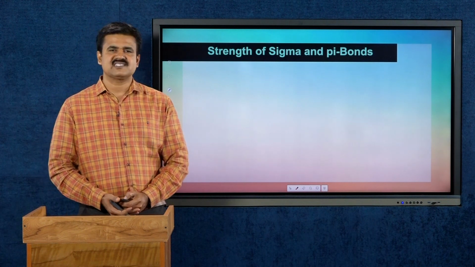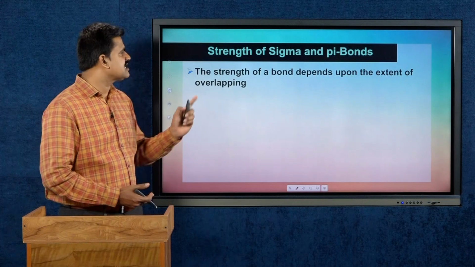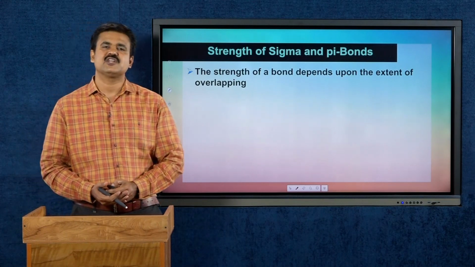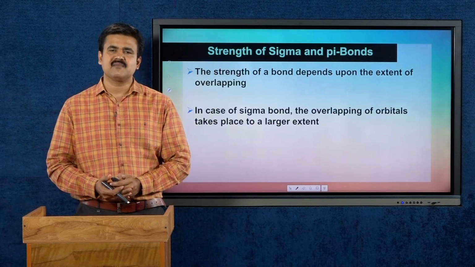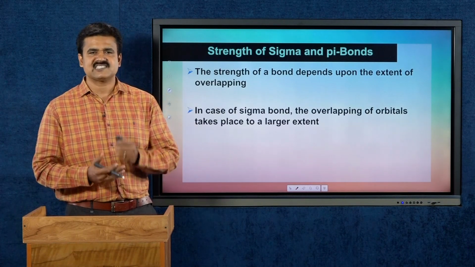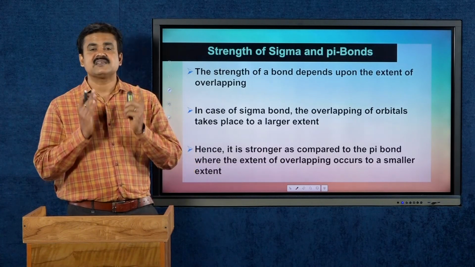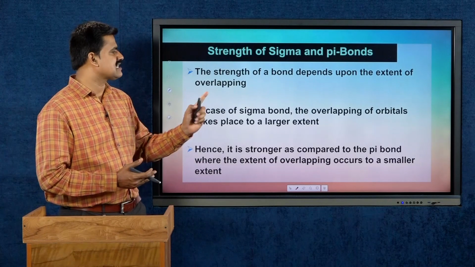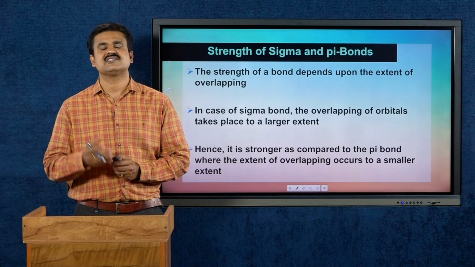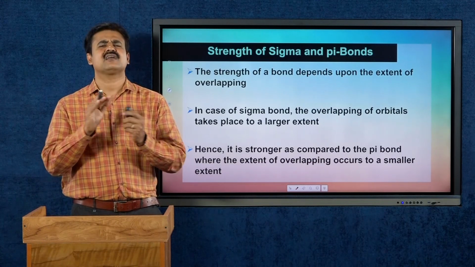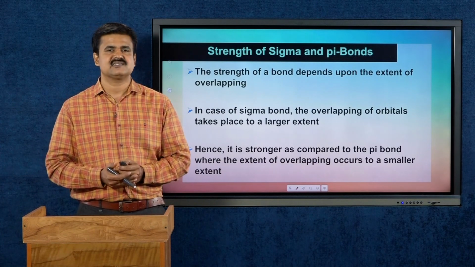Now we are focusing on strength of sigma and pi bonds. The strength of a bond depends upon extent of overlapping. This point is very clear to you. In the case of a sigma bond, the overlapping of orbitals takes place to a larger extent. Hence, the sigma bond is stronger as compared to pi bond, where the extent of overlap occurs to a smaller extent. So, we can conclude that sigma bonds are stronger than pi bonds.